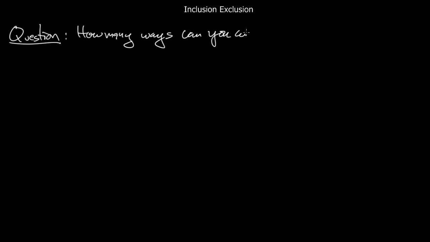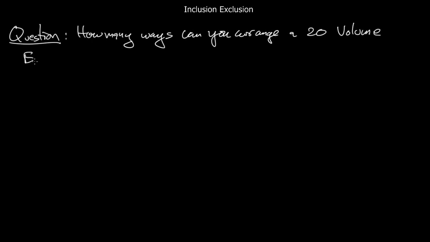Welcome. This is a lecture about the inclusion-exclusion principle. We're going to be explaining it mostly in the context of the subject of derangements. So the question is, how many ways can you arrange a 20-volume encyclopedia?